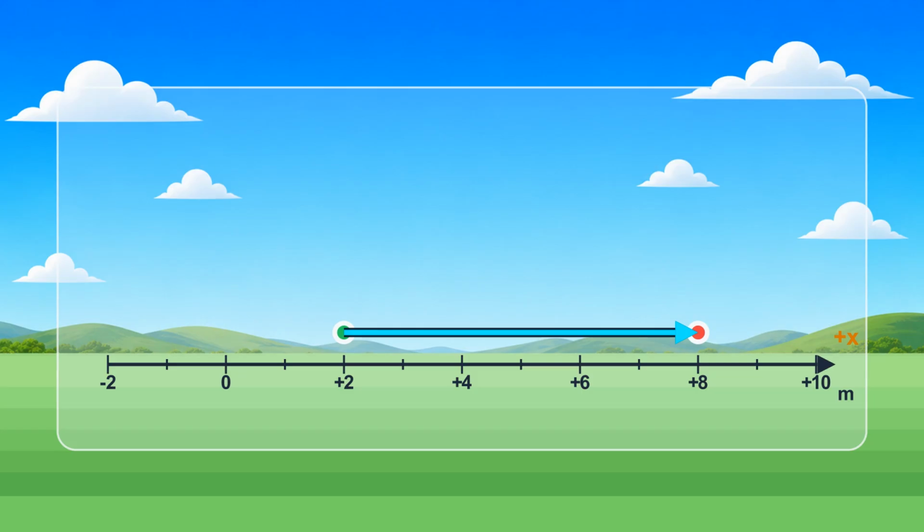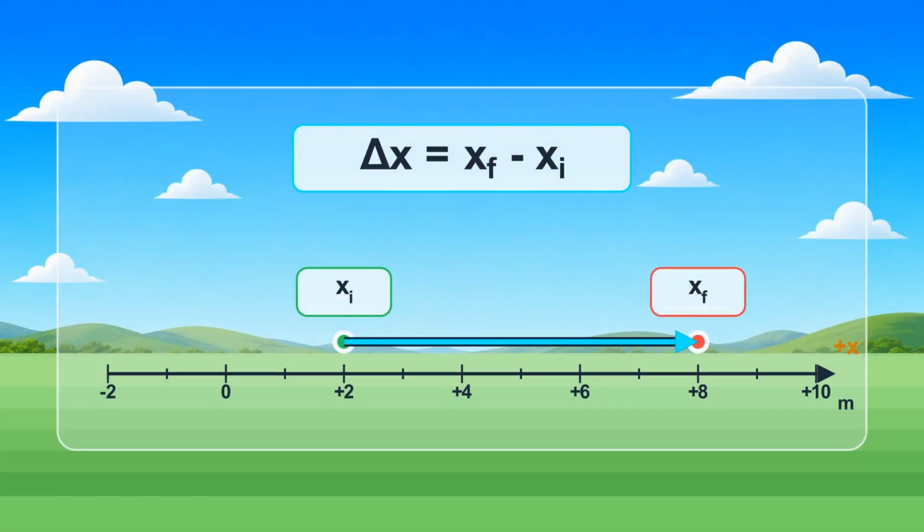to the final point. For straight line motion, the signed displacement along the x-axis is delta x equals x final minus x initial. The symbol delta means change. So delta x means the change in position x. Xi, read as x initial, is the initial position. Xf, read as x final, is the final position. The formula says one simple thing. Displacement equals final position minus initial position.